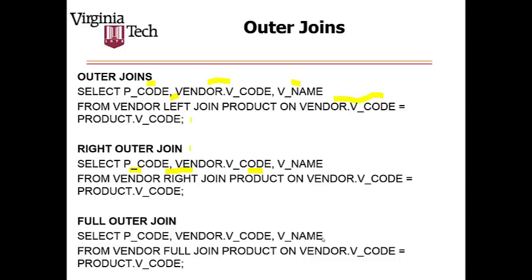Well, and the full outer join would give us both any missing vendors, and then the matches, and then any missing products.